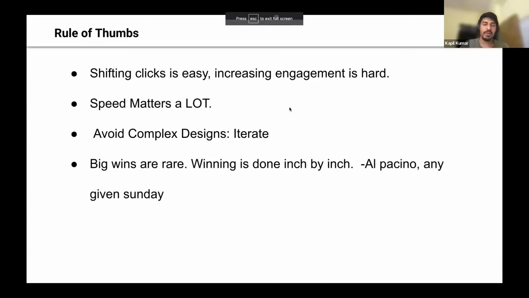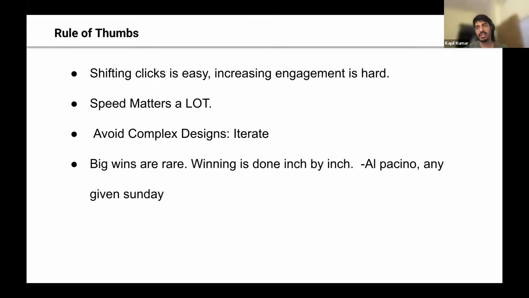Now getting back to some rules of thumb, this was mostly on the analysis part. These rules of thumb are observed in the industry after years of dealing with experimentation. The first is that shifting clicks is easy.